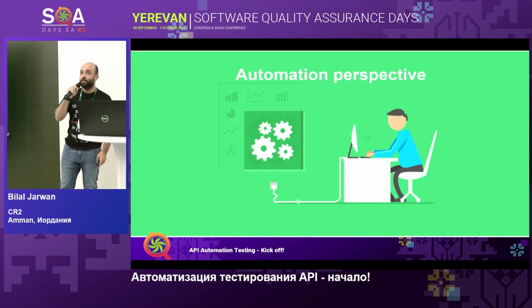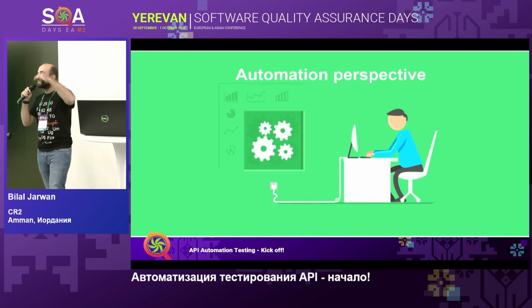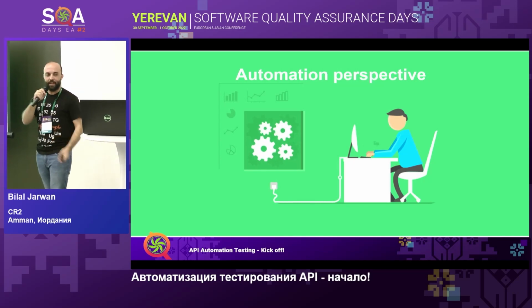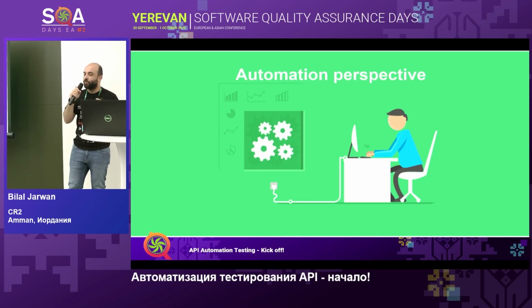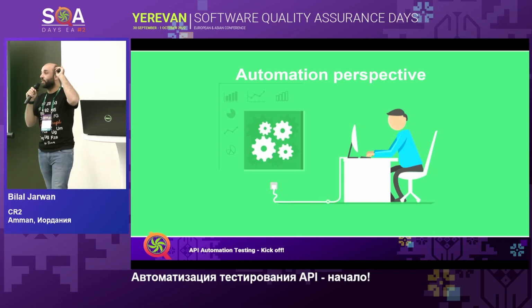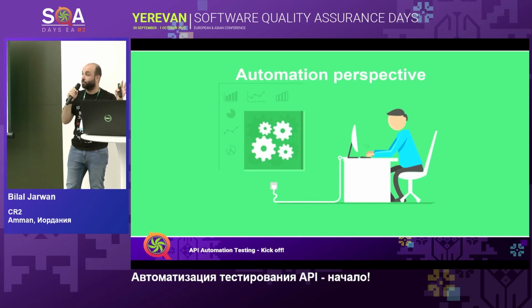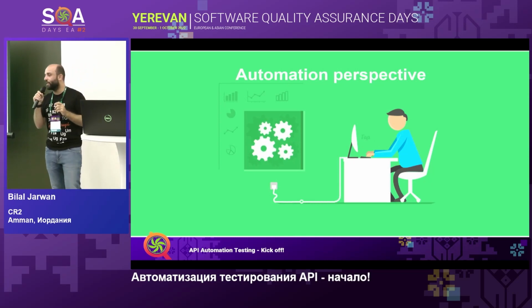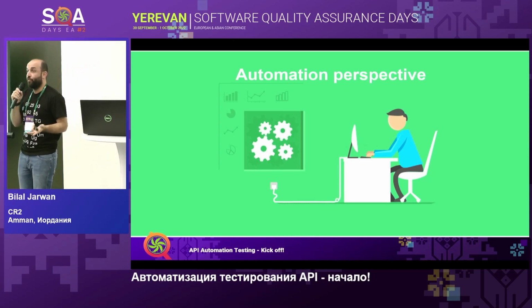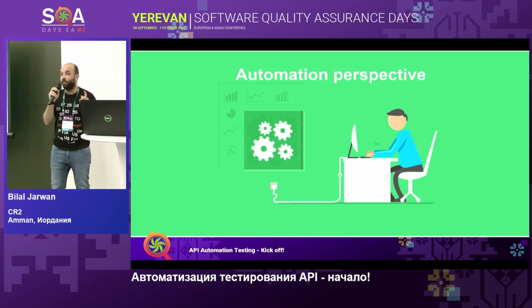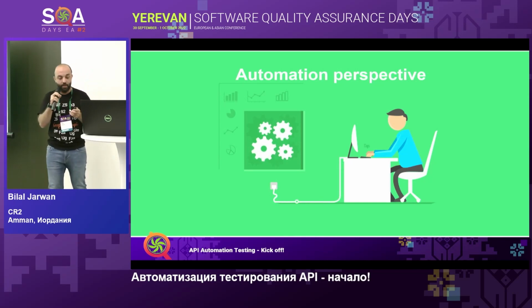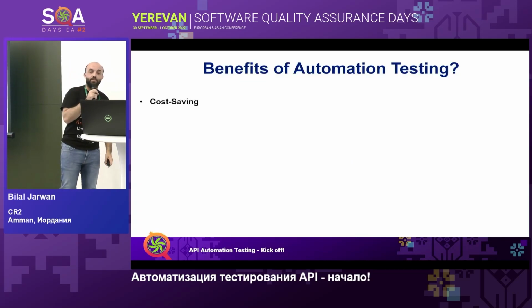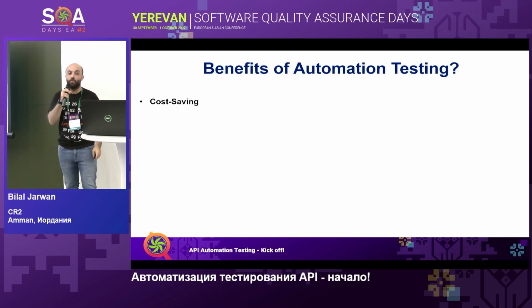So from the automation perspective, we have many different tools, and we will see in the coming slides what tools we use. But a good point to mention is that we have Postman, we have JMeter, and we will know other tools in the coming slides. But before that, we need to talk about the benefits of automation in general, not only in the API.